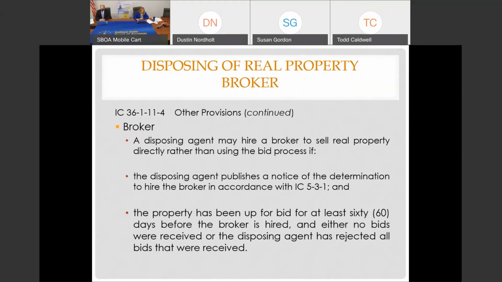The fiscal body council can also hire a broker to sell real property rather than using the bid process if they, again, have a determination to hire the broker, and they make public notice of that under 5-3-1. Now, one of the provisions on this is that the property has to be up for bid for at least 60 days before the broker is hired, and either no bids were received or the disposing agent has rejected all the bids that were received. So those two conditions have to be present before a broker can be hired.